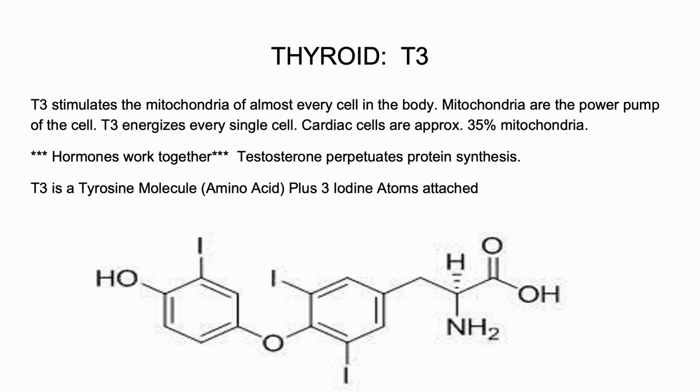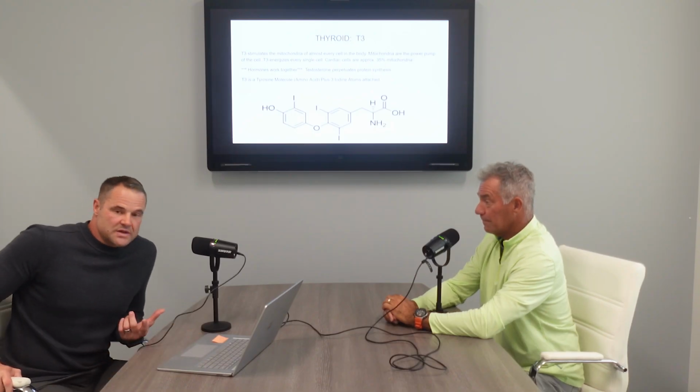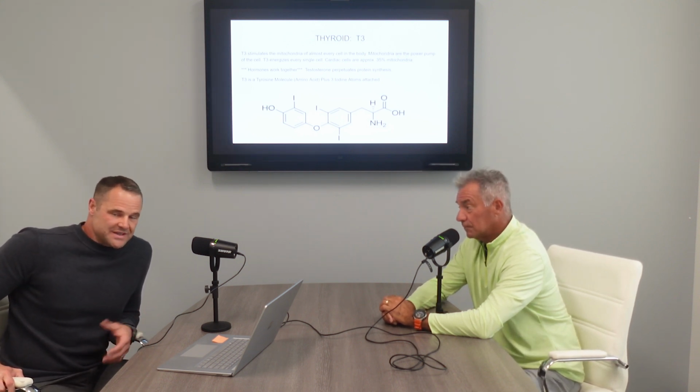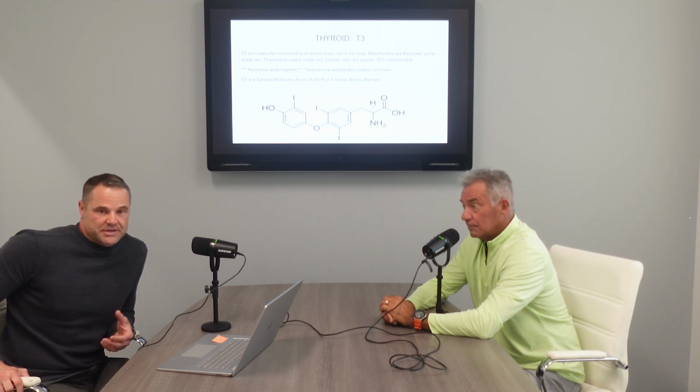Here's actually a picture of the molecule. This is tyrosine down here at the base of it, and then you've got your iodine atoms attached here. Dr. Brannon is talking about, okay, so we know what T3 is: tyrosine and 3 iodine atoms. But what does it do? It stimulates the mitochondria, right? When you're stimulating the mitochondria, you get more power to every single cell in your body. What body part is 35% mitochondria by weight? That's your cardiac cells, your heart cells. Yeah, exactly.